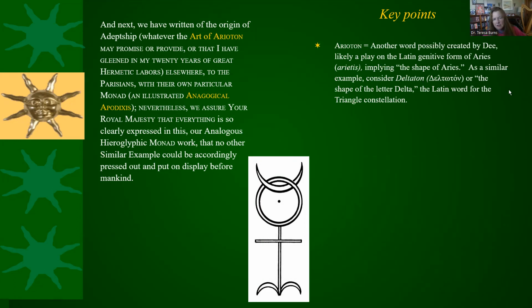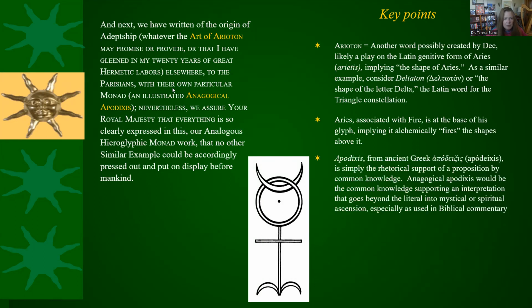So certainly, given all the Greek and Latin he is reading, he knows about deltaton, so it makes sense that he would have a similar play on Ariaton, and now it means the shape of Aries. The art of Ariaton may promise or provide, and now it's referring to the Aries in his hieroglyphic monad. And as I've already said, it's at the base of the glyph, and so it alchemically fires all the shapes above it. He says, this is an illustrated anagogical apodixis.